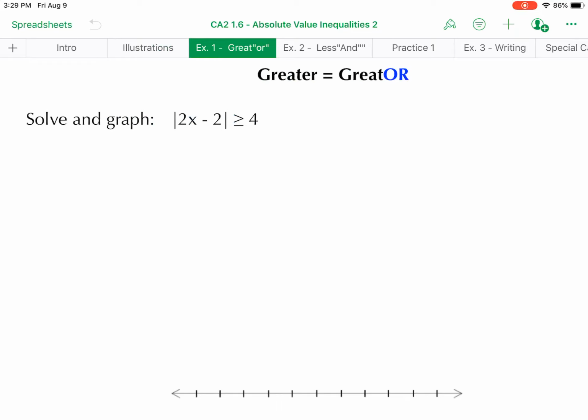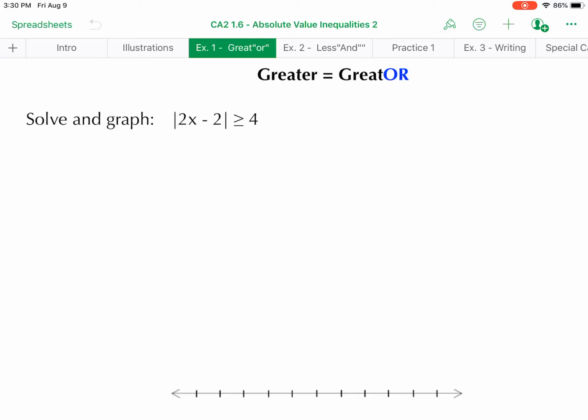All right, we'd like to solve and graph the solution to the absolute value of 2x minus 2 is greater than or equal to 4. The first thing you want to do with any absolute value inequality is make sure the absolute value is isolated. That's already the case here. So then the next thing we want to pay attention to is the direction of the inequality. Okay, notice how the inequality is opening towards the absolute value. We have the absolute value is greater than the constant, right?